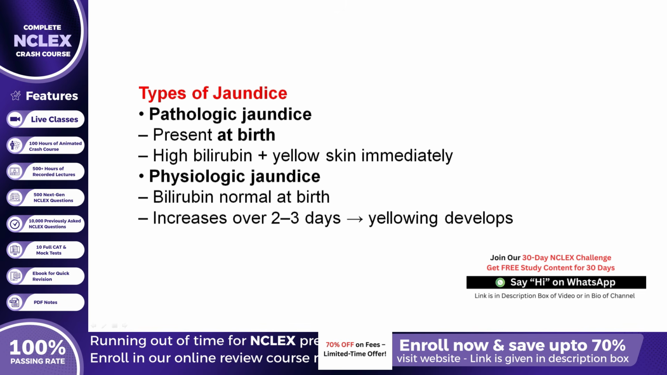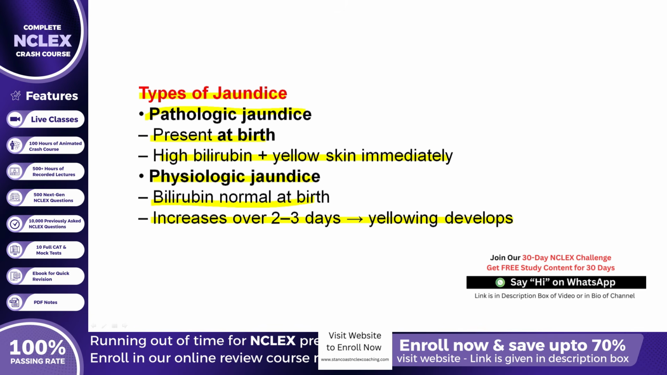To complete our understanding, let us look at the types of jaundice. Pathologic jaundice is the first type, and it is present at birth, meaning the newborn shows high bilirubin and yellow skin immediately. Physiologic jaundice is the second type, where bilirubin is normal at birth, but it increases over 2 to 3 days, and yellowing gradually develops.